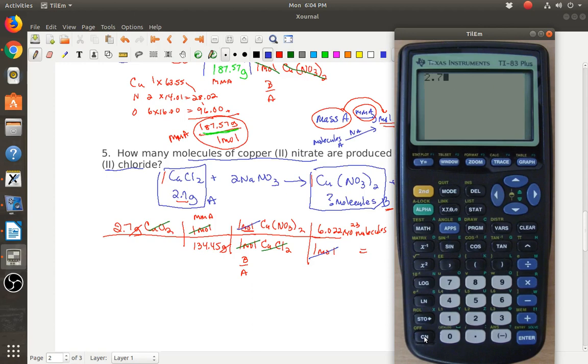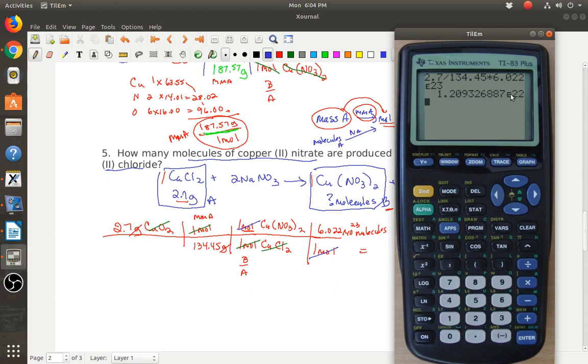So it's 2.7 divided by 134.45, and then times, because Avogadro's number is at the top here, 6.022. You need to use this second function. You need to use the double E, which is where the comma is, 23, enter. So 1.209 times 10 to the 22nd. See the E22, that means times 10 to the 22nd.